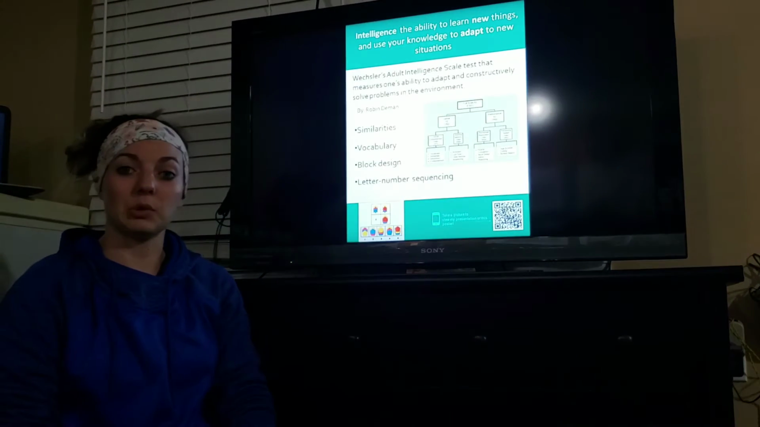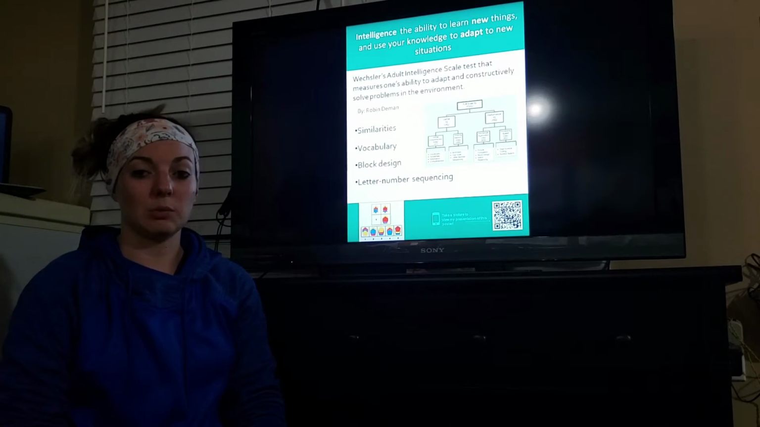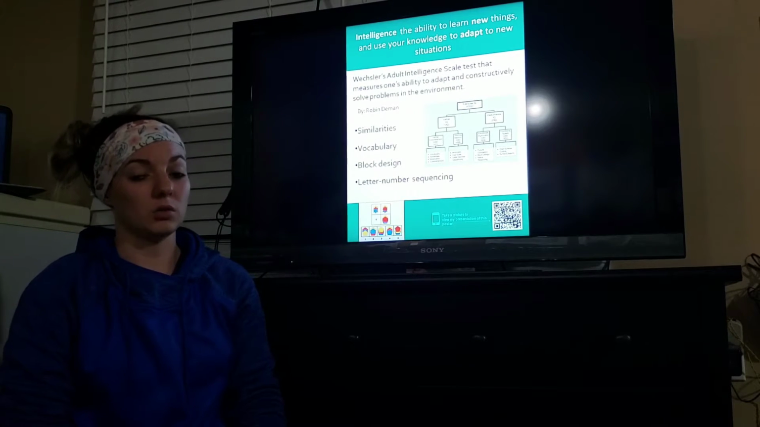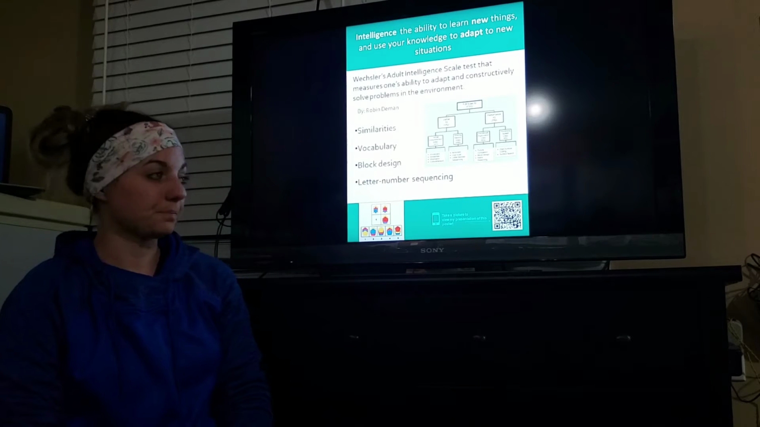And then you have letter-number sequencing, which is you get a set of numbers and a set of letters, and you're able to put them in ascending order and also then put them in alphabetical order.